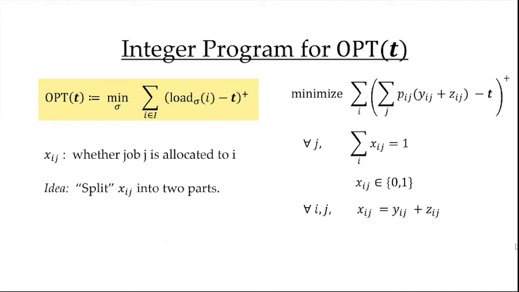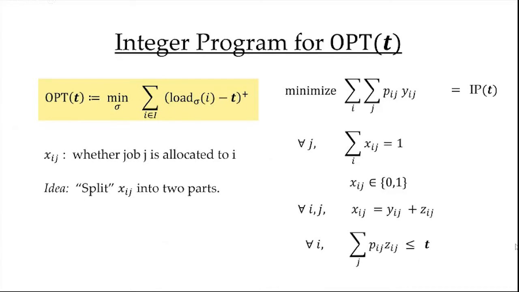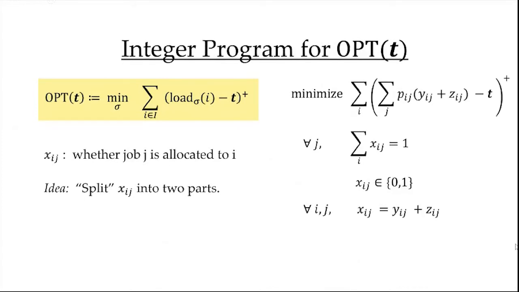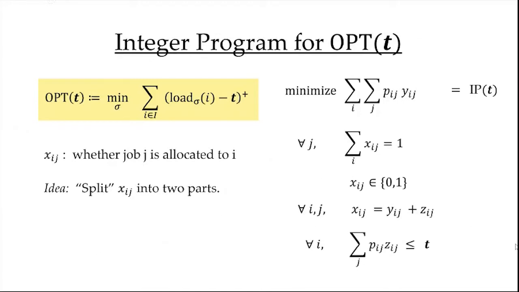What do I mean by that? I want to move to this. I just take the summation of pij yij, and the summation of pij zij over all j should be at most t. The function of the z variables is to eat the t. And whatever remains, the y, which is x minus z, is what is going to be the cost. So that's a generic idea. You can do it for all opt t problems. I just have my old LP, whatever IP, split the variable into two. One part eats the t, the other part goes on the objective.